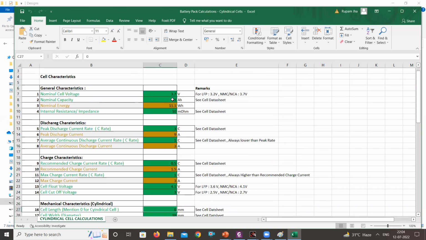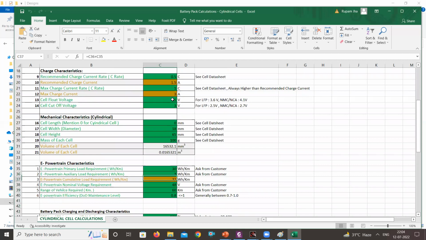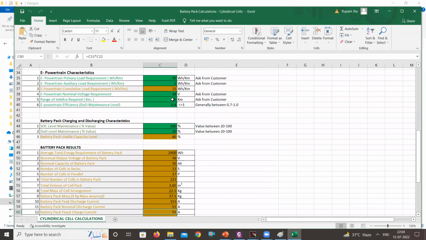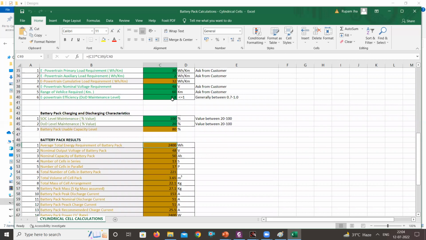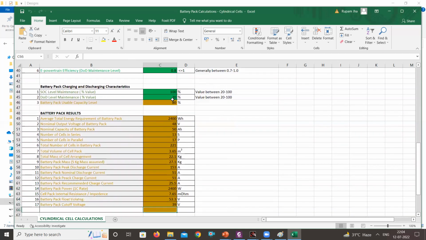What is the recommended charging, it should be there. Then how much the powertrain requirement wattage will be, and based on that what would be the total energy requirement of the battery pack, what is the voltage, what should be the pack capacity, how many cells in series, how many cells in parallel would be there, what is the total number of cells in the pack, what would be the volume of your pack in dimensions, how much the mass of your pack will become, how much the total battery pack mass would be, what is the maximum charge and discharge current of your battery pack, how much power you can take.